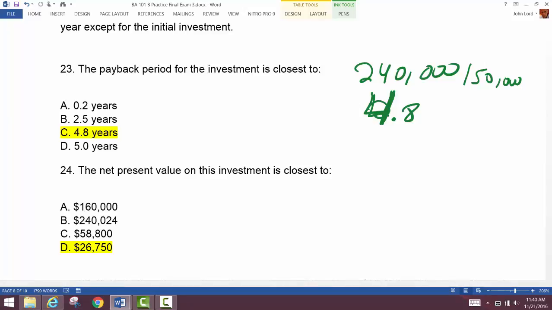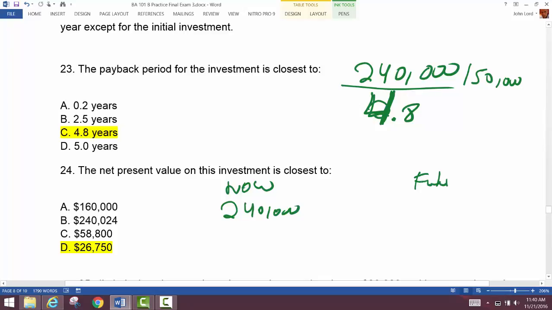Okay. Now, the net present value method, though, guys, is not much more difficult. How much am I going to spend now? 240. How much am I going to get in the future? 50,000, and it's going to be 50,000. Do I need to go to the table? I do? Okay.